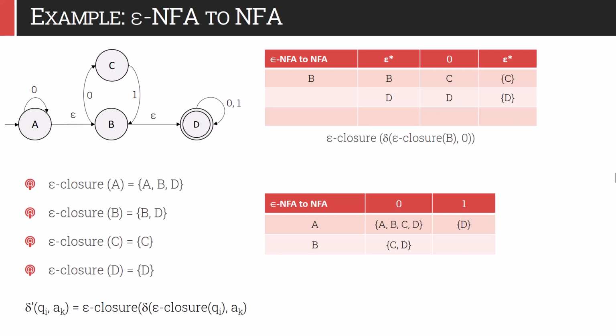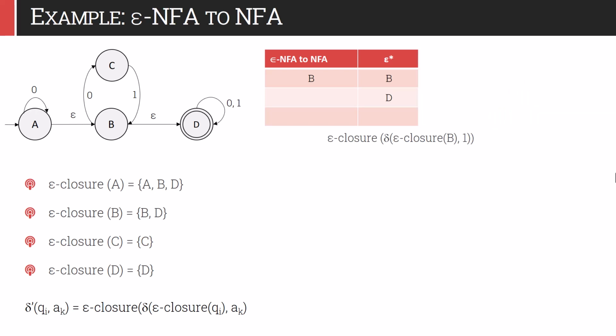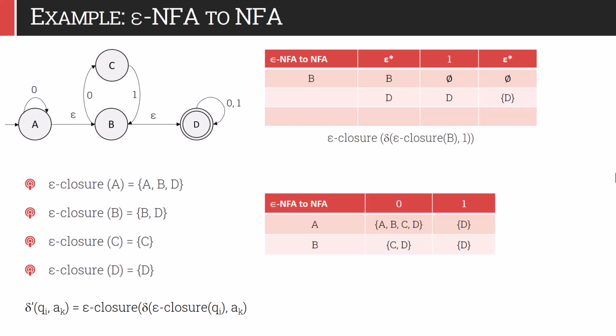Now we will repeat the process for input alphabet 1. Epsilon closure of B is already known, and the transition for 1 would be phi and D, because there is no transition from B on input 1, and D remains on D on reading 1. The epsilon closure of that would be D. So that entry we have to make into the transition table.